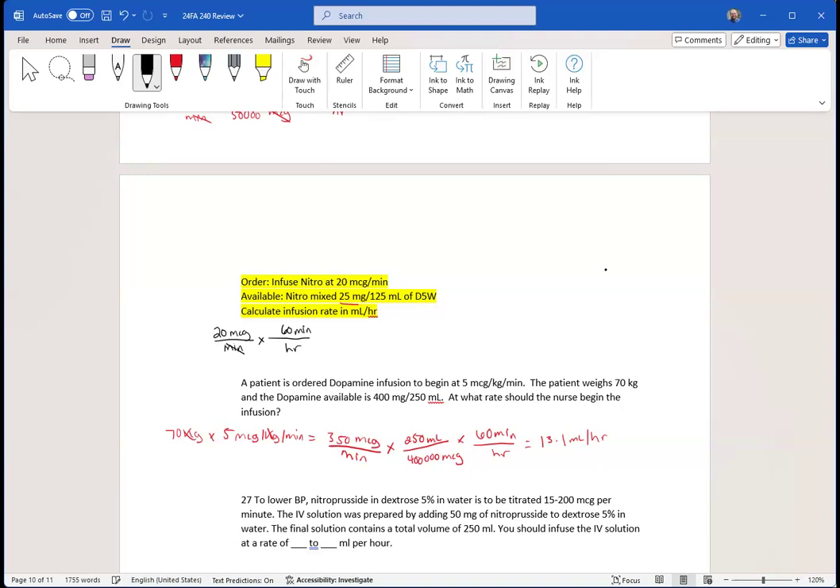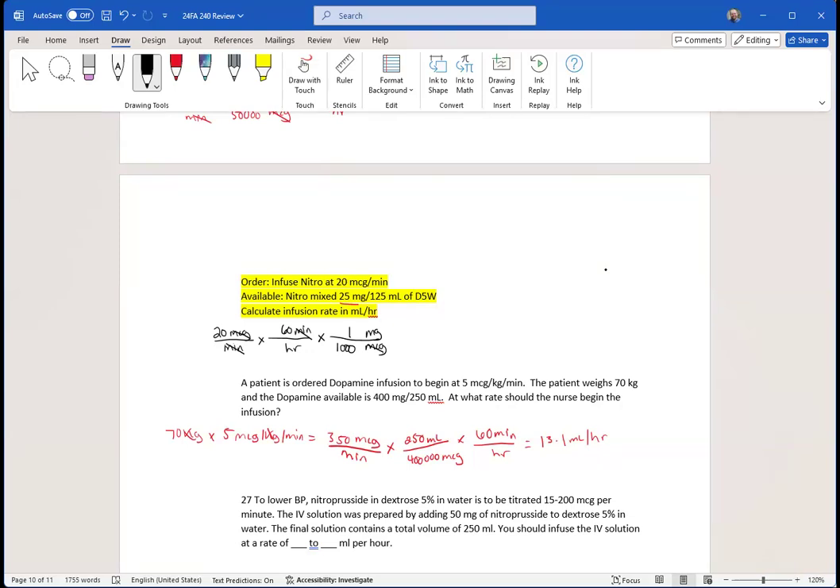Now, when I do this, I've converted it to hours, but I haven't done any math yet. The next thing I want to do is convert micrograms to milligrams. So I'm going to put my micrograms down here and my milligrams up here. 1 milligram is equivalent to 1,000 micrograms. So right now, just looking at units, the units I'm in are milligrams per hour. I'm trying to get to milliliters per hour.